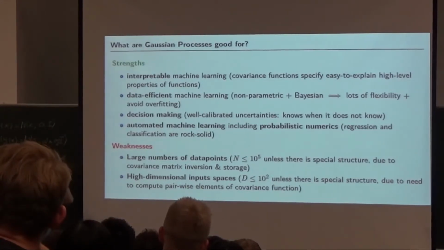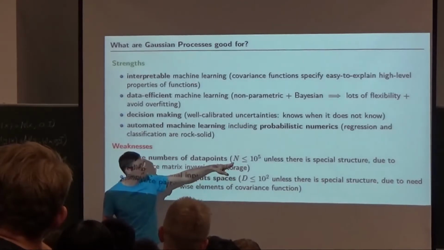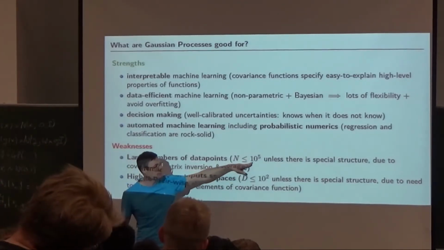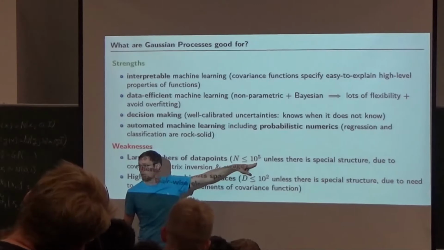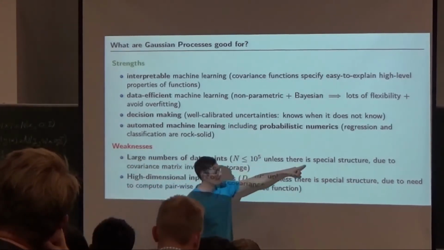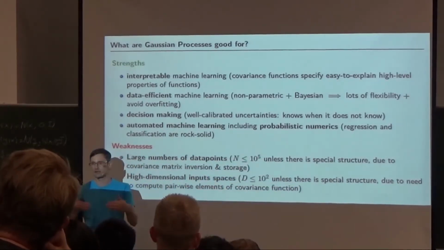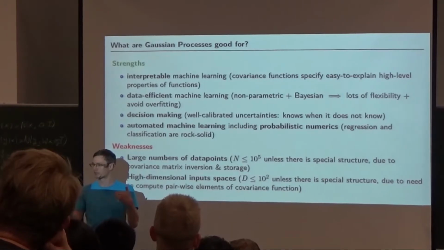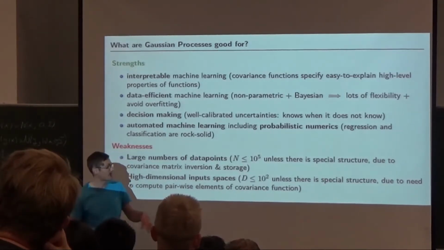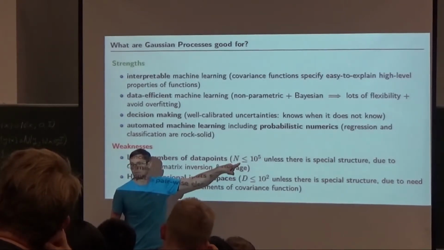Weaknesses. Okay, so here's the rub. A large number of data points is definitely a weakness. If your data set is 1 million data points or larger, it's going to be hard to deploy Gaussian processes unless there is special structure, either in the inputs, maybe they might be regularly sampled, or in the covariance functions that you're picking. Maybe the covariance function is separable or something like that. Unless you have that special structure, you're going to be inverting a really big matrix, and it will take you a really, really long time.